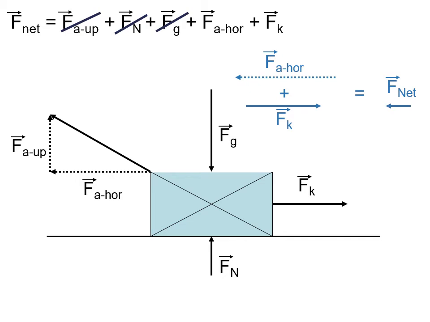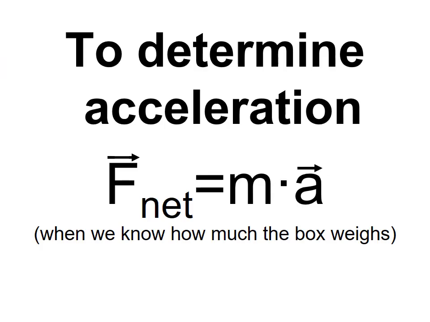Now that we know the net force acting on the object, we can use the formula F net equals mass times acceleration. We can determine acceleration using this formula when we know how much the box weighs.